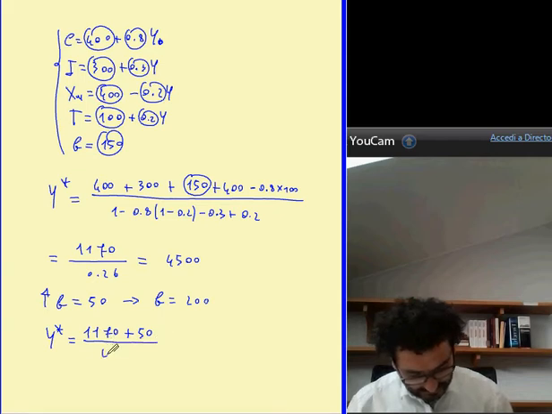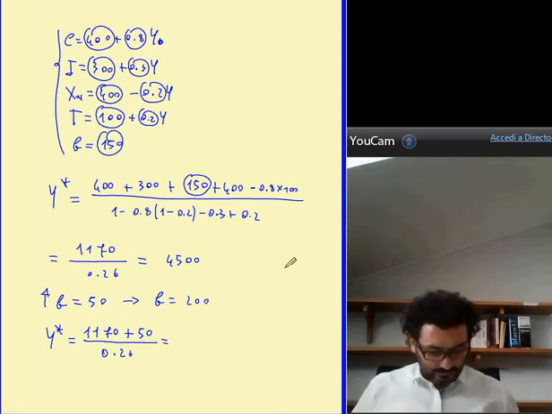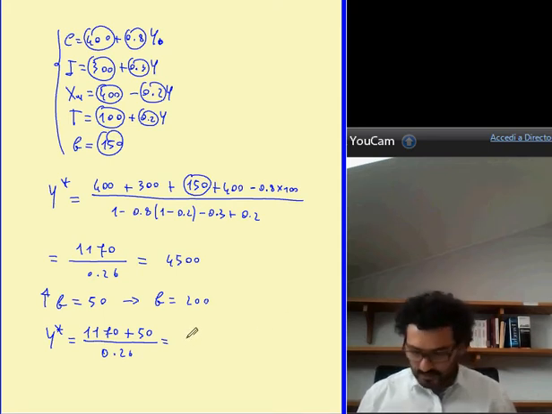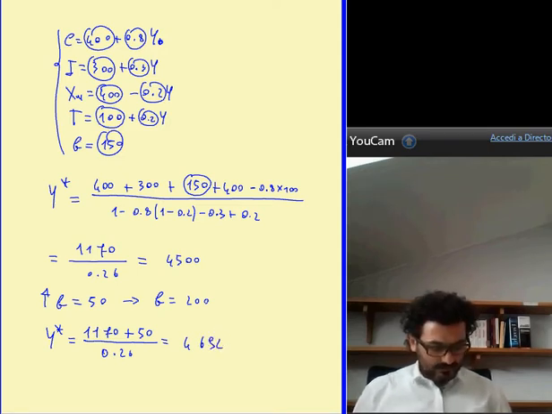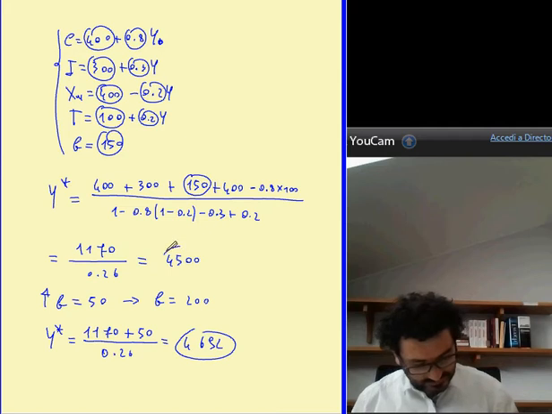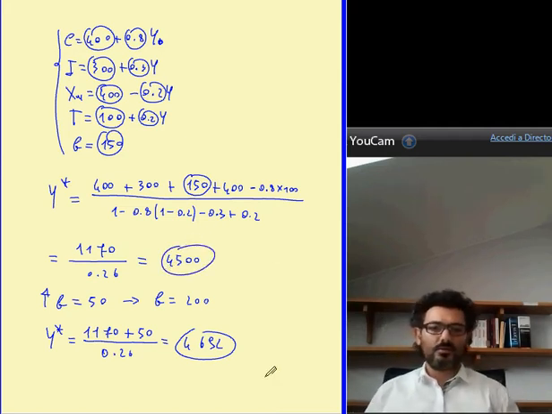The denominator remains the same, 0.26, because all the parameters are the same, and we get the new equilibrium value of the real GDP, which is 4,792. As you can see, the increase in the equilibrium GDP is bigger than the increase in government expenditure. How is it possible? It's possible because we have a multiplier effect. We have a multiplicative effect.